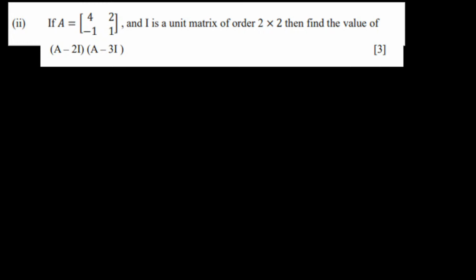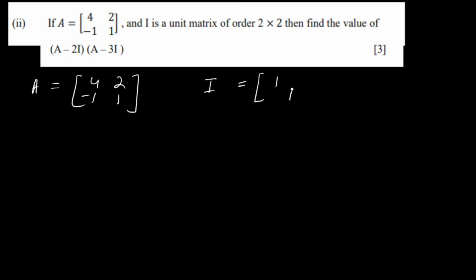So matrix A is given to us: 4, minus 1, 2, 1, and I is a unit matrix. Unit matrix of order 2 by 2. I is not given to us here. Sometimes it won't be given, so you should always know the value of I.